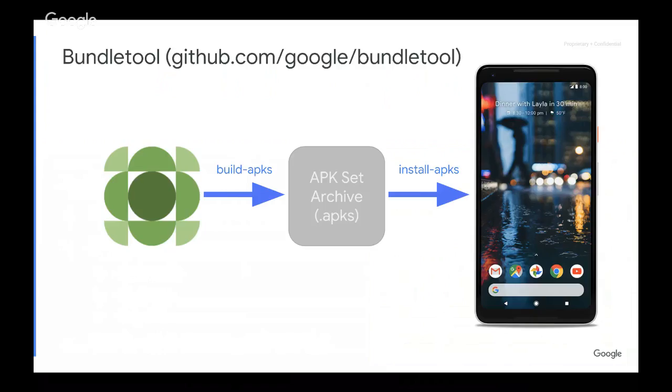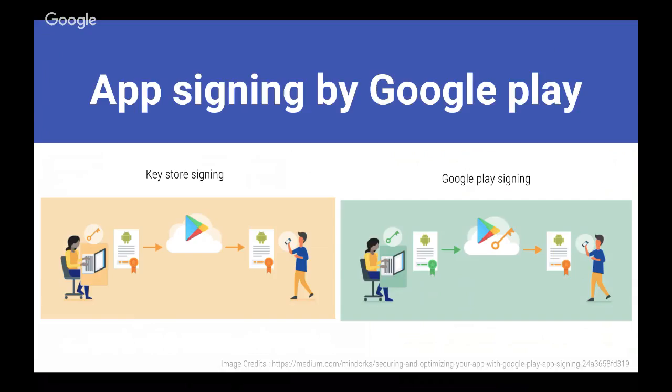Now, when you're using bundletool, it will generate a set of APKs and allow you to install onto a device that is connected to your computer, or to an emulator. Or you can make it generate an APK by providing it a configuration. To do all this, there's one prerequisite, which is app signing by Google Play. You will have to opt into this.